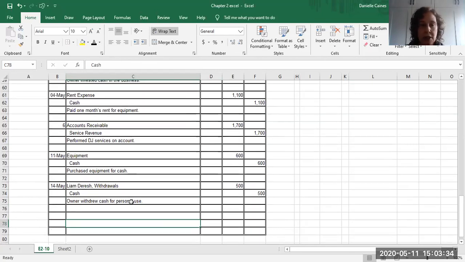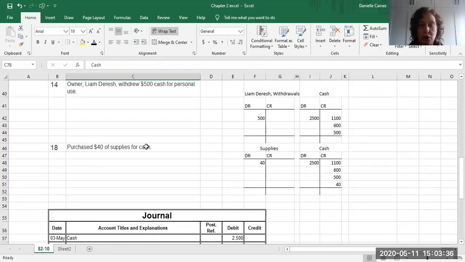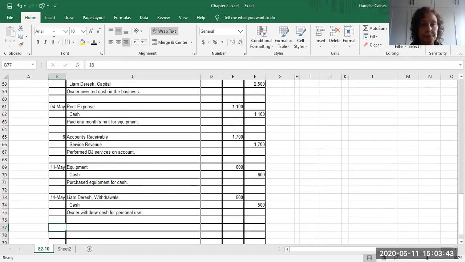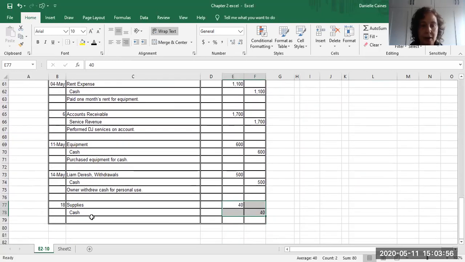And our last entry was we bought supplies for $40. So we're going to debit supplies, an asset, and we're going to credit cash. Debit supplies, credit our cash, and our explanation: purchase supplies for cash.